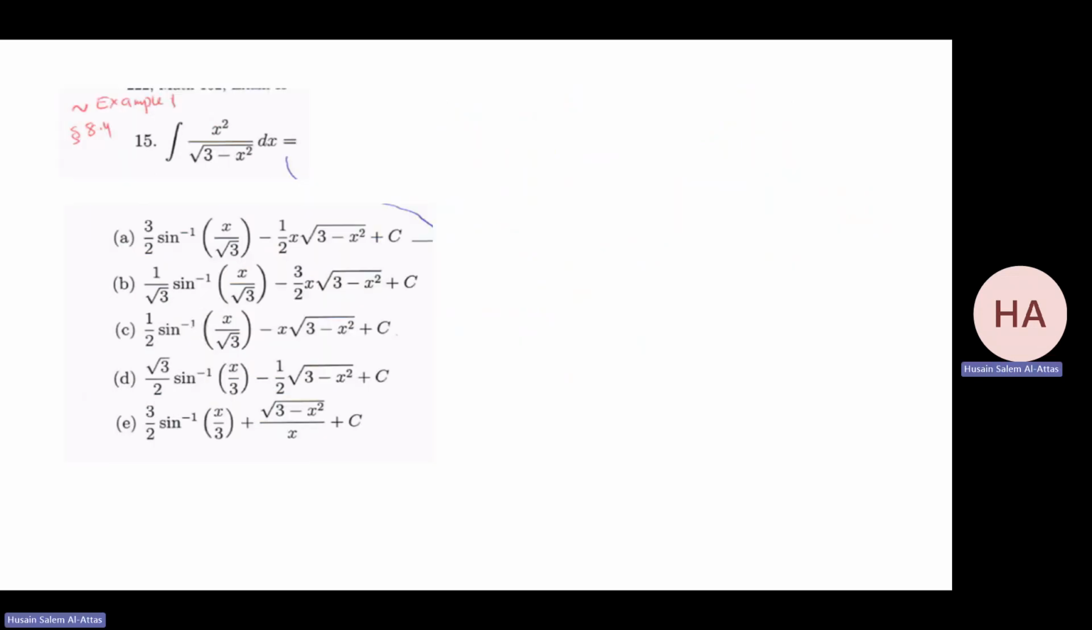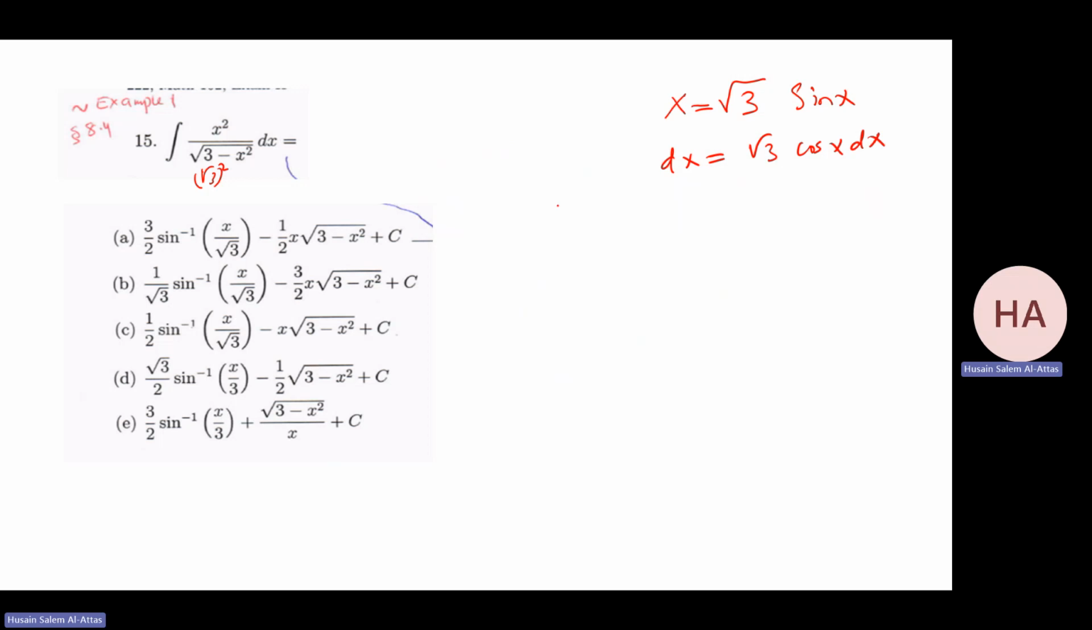Next, x square over square root of 3 minus x square. So I let x equal square root of 3 sine theta. Then dx will be square root of 3 cosine theta d theta.